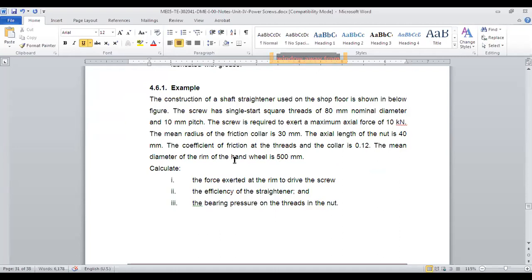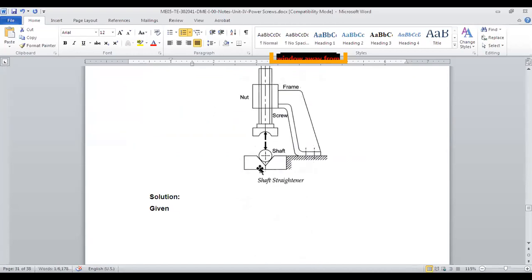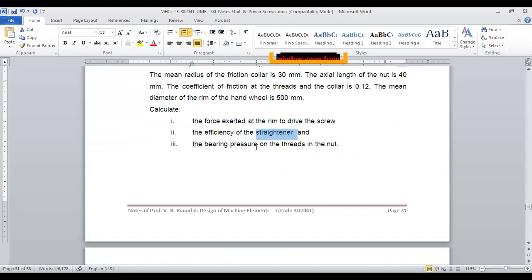Okay. Now what we would like to calculate is the force exerted at the rim, meaning what is the effort required at the rim to drive the screw, right? Then the efficiency of the straightener. Efficiency is output upon input. Output is W into L, and input is 2 pi into torque. So we'll divide those and we'll get the efficiency.